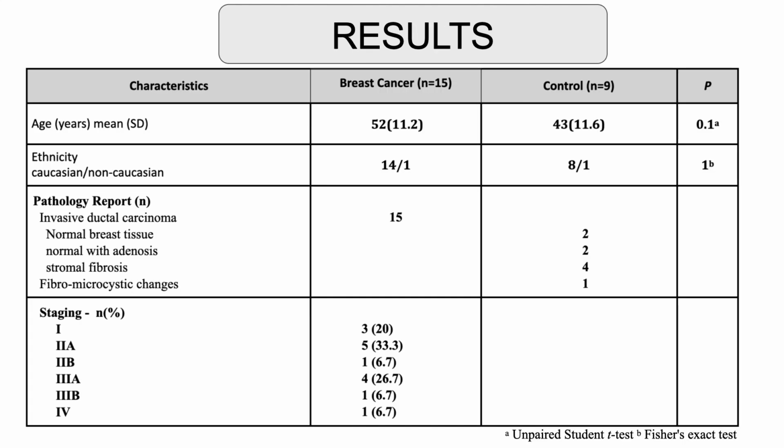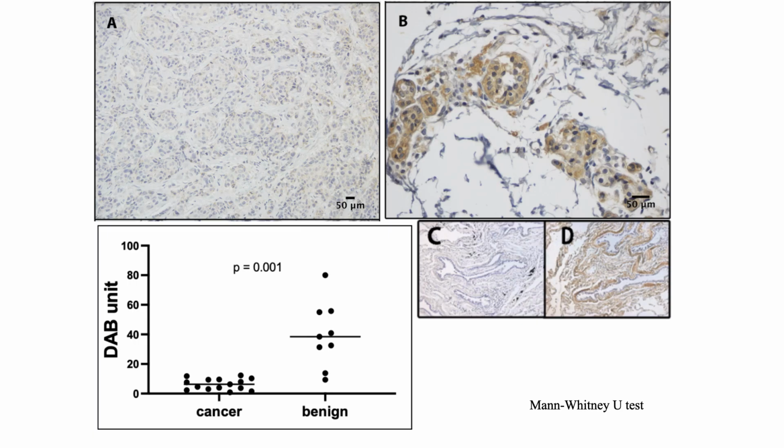From 24 potentially eligible cases, 15 cancerous cases and 9 benign cases were obtained for analysis. The mean age and the ethnicity between groups were not significant. The mean biglycan protein expression, in DAB units, was significantly lower in breast tissue with cancer compared to benign breast tissue. Panel A depicts biglycan protein expression in invasive ductal carcinoma, while Panel B is a representative expression of biglycan in normal breast tissue. External negative and positive controls are shown in Panel C and D, respectively.